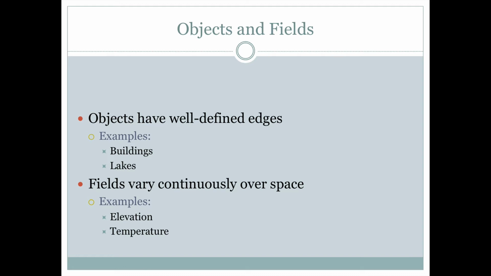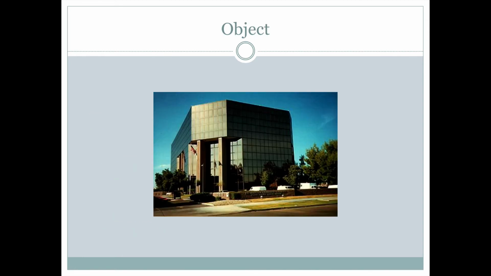With elevation, we can't really say where a mountain begins or ends. We can't really put a very sharp line around that mountain, but we can say that we get higher and higher until we're in the mountains. So at any particular point, as you move 10 feet in any direction, something like elevation can change, and we account for those changes by representing it as something called a field.